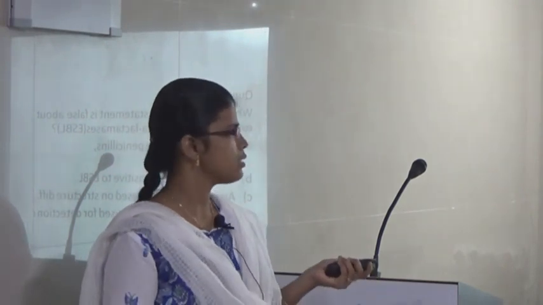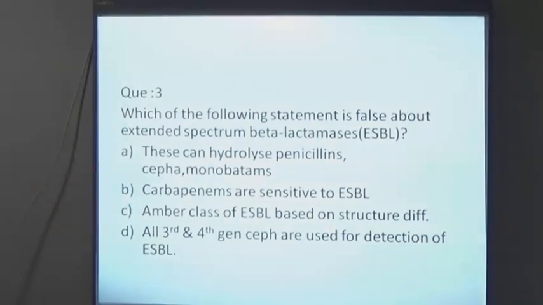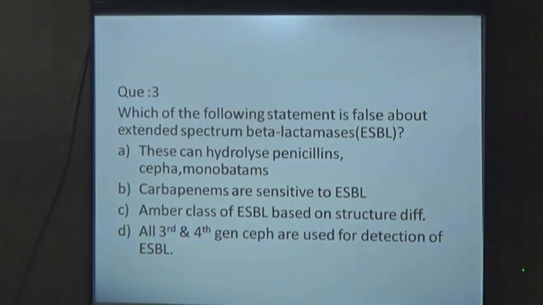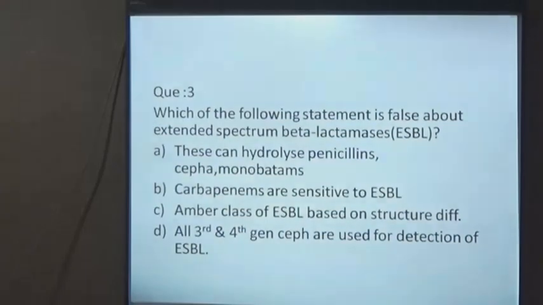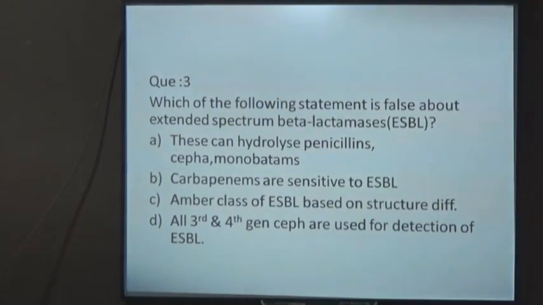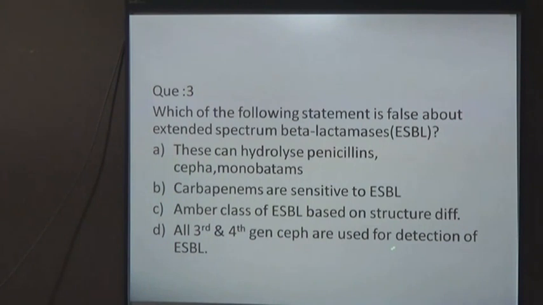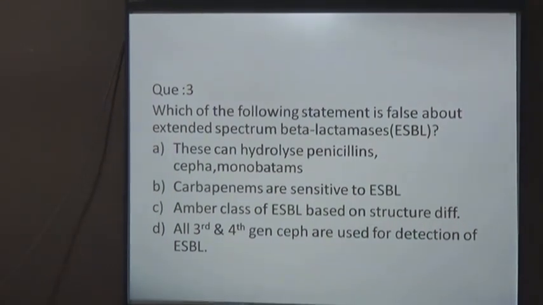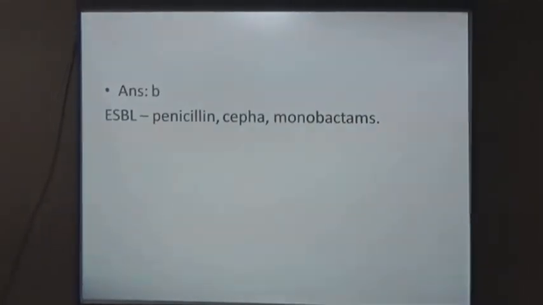So the answer is: extended spectrum beta-lactamases can hydrolyze penicillin, cephalosporin and monobactam. Is it correct? Extended spectrum beta-lactamase acts on penicillin, cephalosporin and oxyimino beta-lactams, so everything is covered in this. Carbapenems are not sensitive to extended spectrum. The Ambler class is a structural difference: Bush and Ambler, where Ambler is molecular structure. And all the third and fourth generation cephalosporins are hydrolyzed by extended spectrum. Yes, so the answer is B.